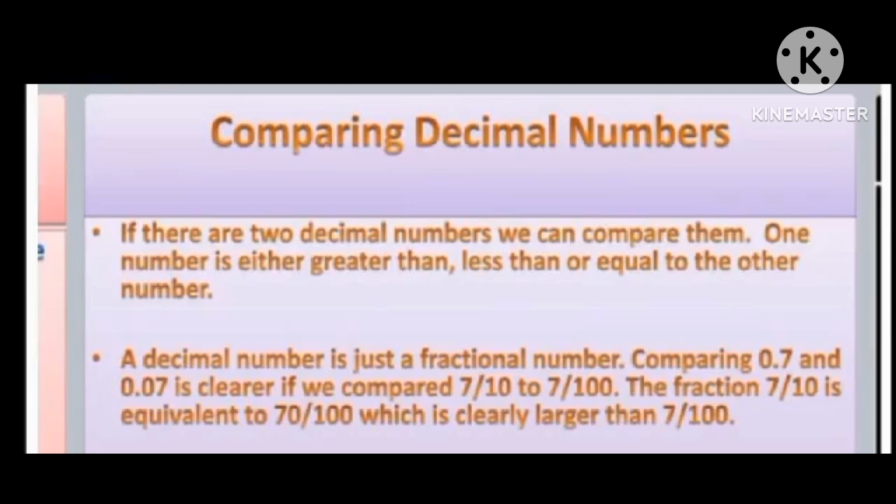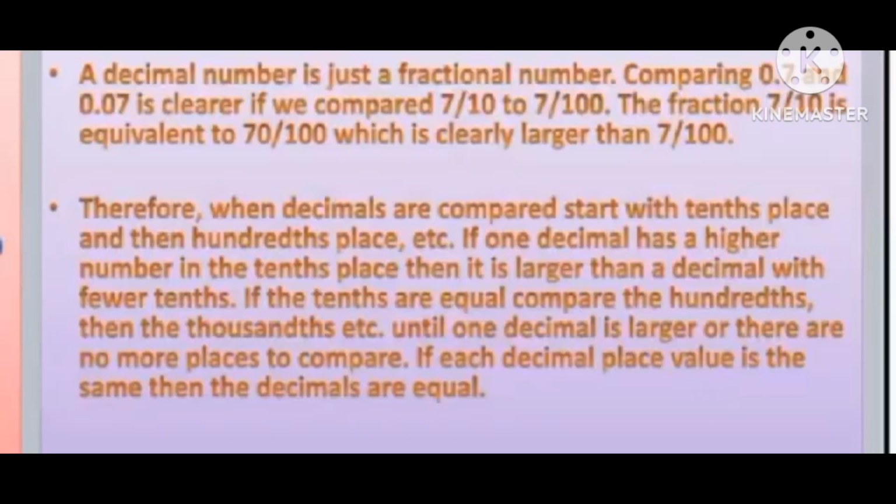Comparing decimal numbers. If there are two decimal numbers, we can compare one number to the other: it is either greater than, less than, or equal to the other number. A decimal number is just a fractional number. Comparing 0.7 and 0.07 is clear. If we compare 7/10 to 7/100, the fraction 7/10 is equivalent to 70/100, which is clearly larger than 7/100.